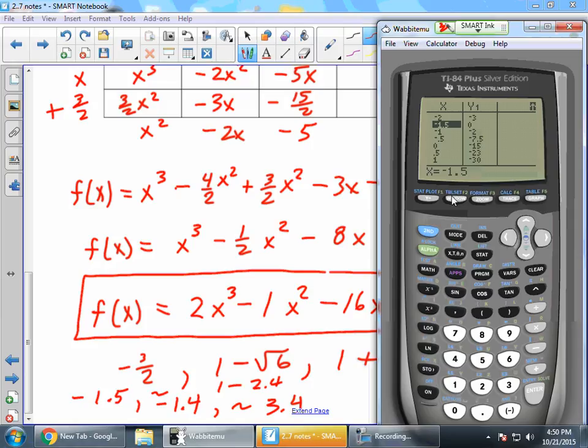So let's go and do table set and go down here to ask. And then ask and ye shall receive. And we're going to go negative 1.4. And it should be close to 0. It won't be exact because that's a crude approximation. It's pretty close to 0. And then we're going to go to 3.4. And that's pretty close to 0.